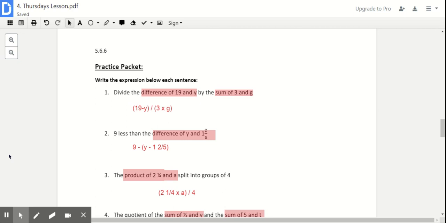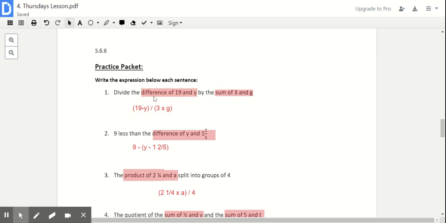So number one, it says divide the difference of 19 and y by the sum of 3 and g. So of course, I am highlighting already automatically the two groups that are in the sentence, in the phrase. I know that when I put these into an expression, I need to divide the two pieces and groups by each other. So the first piece is saying to divide the difference of 19 and y by the sum of 3 and g. So I know my first group is going to be 19 minus y. Why am I doing subtraction?